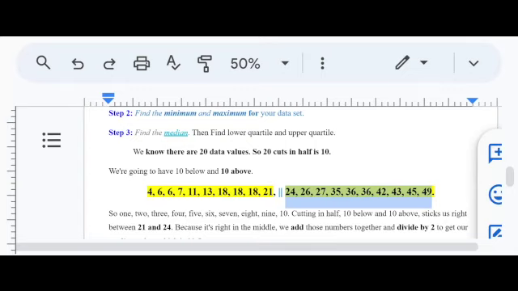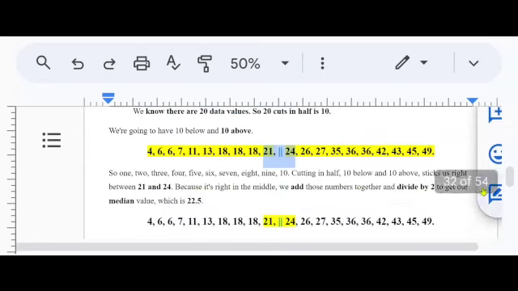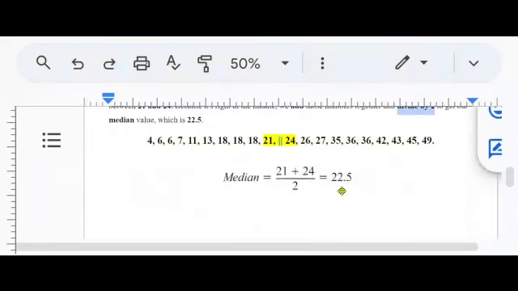So we can use the same thing she did. Add 21 plus 24, divide by 2. 21 plus 24, how much? 45. And then divide it by 2. And that gives you what? So let's say it's 22.5, the median number.